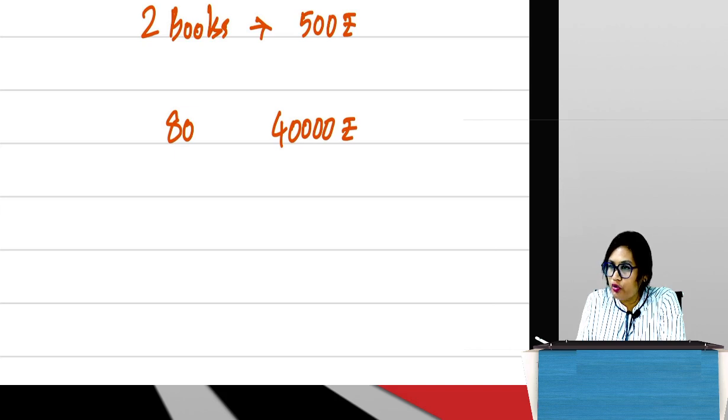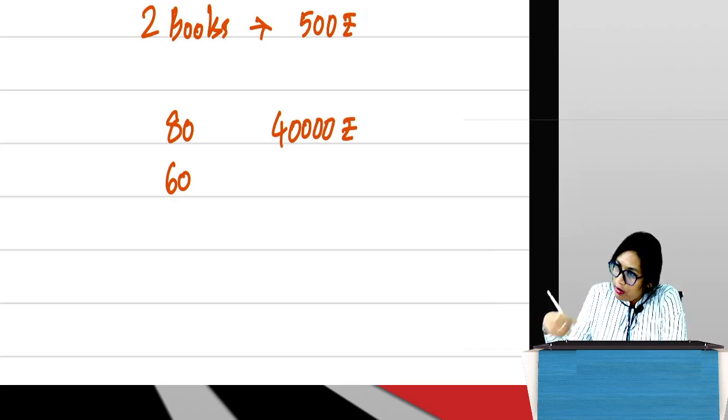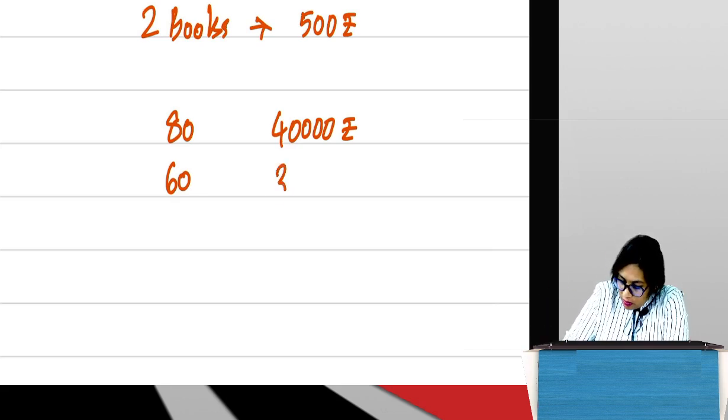So what am I going to do? Only give 60 books, correct? If 60 people are coming, I'll give 60. Why will I give 80? So how much will my cost be there? 60 into 500 per set. So 30,000.